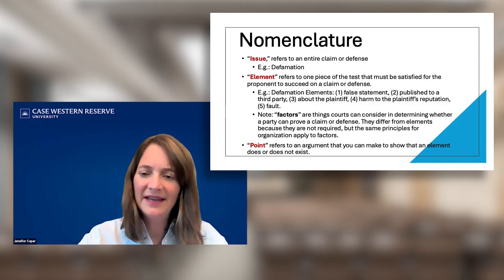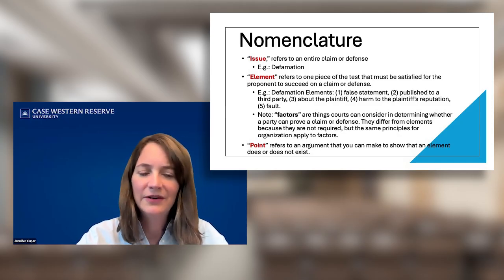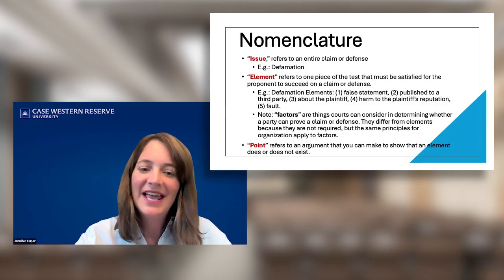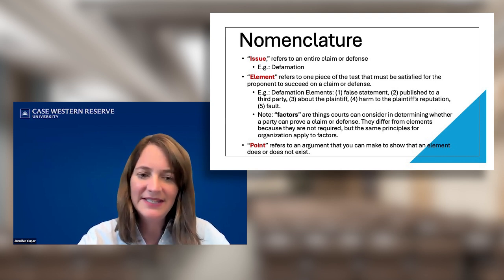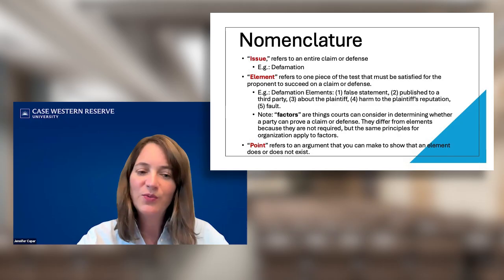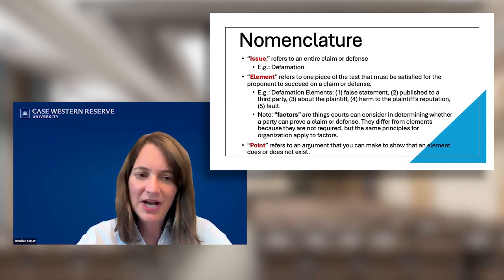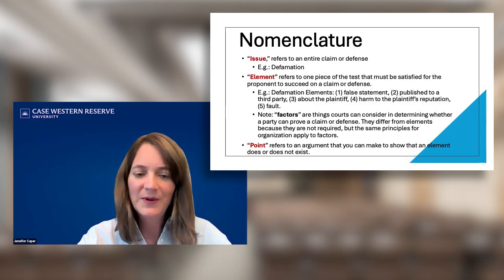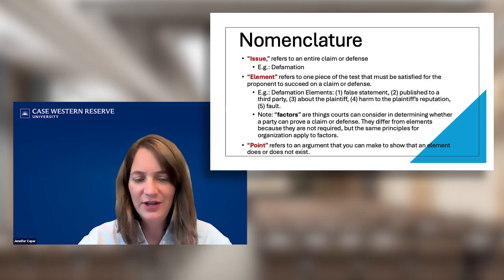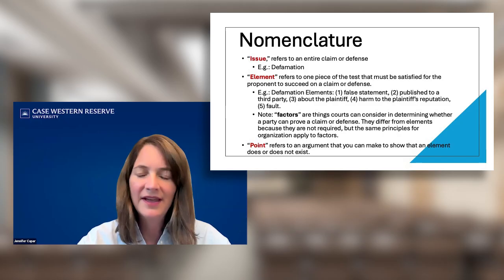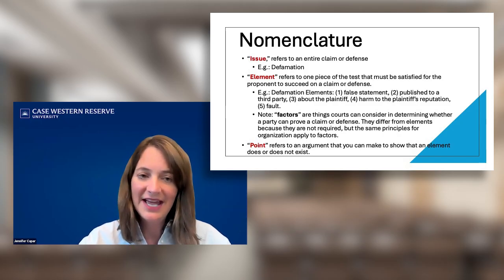Now, I know that in some of your issues, you may be using or referring to what are called factors. Those are things that courts consider in determining whether a party can prove a claim or defense. They differ from elements in that they're not required. Courts weigh factors, but the same principles I'm talking about today in terms of organizing an argument with respect to an element would also apply to factors. And then finally, when I use the word point, what I'm referring to are the specific arguments that you make in support of showing that an element does or does not exist.